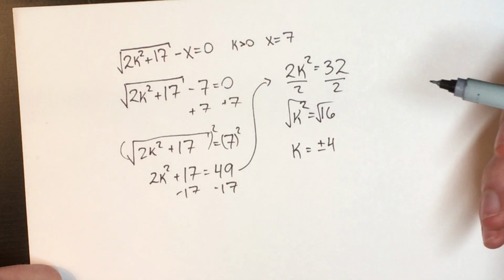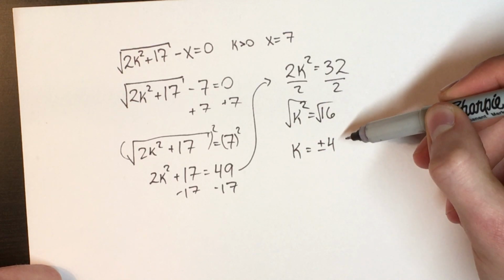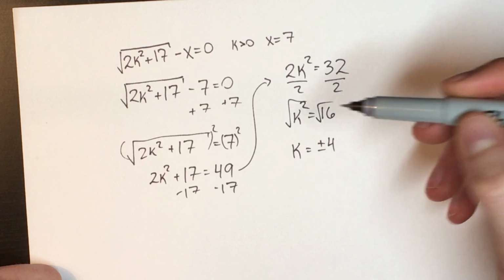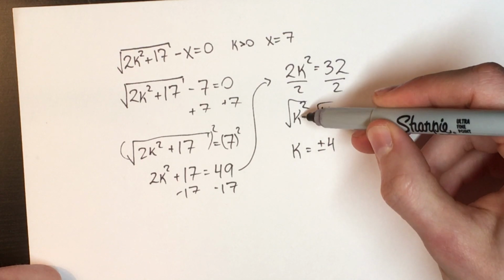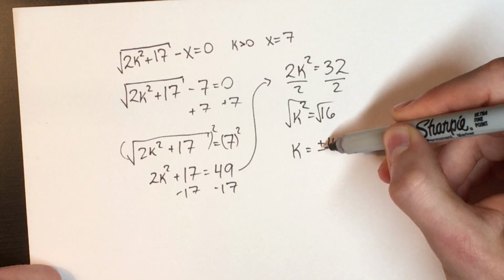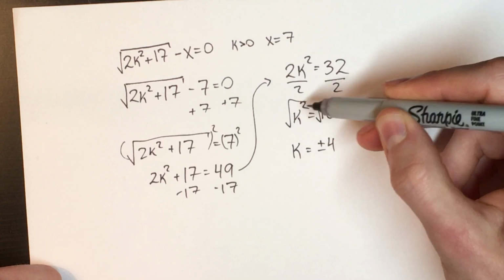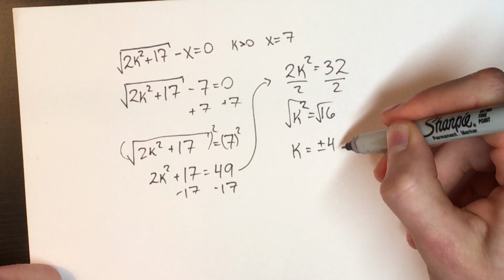Hold on, where did the plus or minus come from? Well, just as a quick reminder, when you take the square root of anything, the result has to be plus or minus. Why? Well, because if you plug in positive 4 into k, 4 squared is 16, and also if you plug in negative 4 into k, because it's squared, the negative goes away, so negative 4 squared is also 16, so these are the two answers.